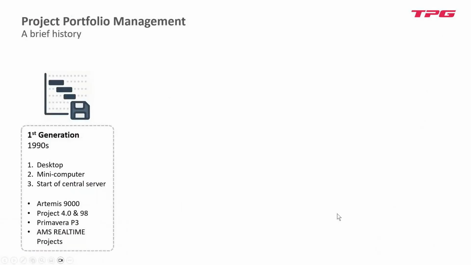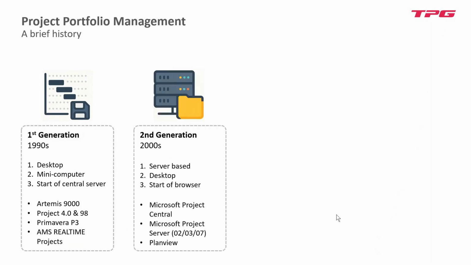So, a brief history of project portfolio management. I started actually in the 90s, but if we think about it in that way, project management was very much not for the masses. We had the start of things like Project 4.0 and Project 98, which is where I started, but we also had mini computer type things like Artemis 9000s, and then we had the start of Primavera, AMS real-time projects. And really, it's in the 2000s where things start to kick off.